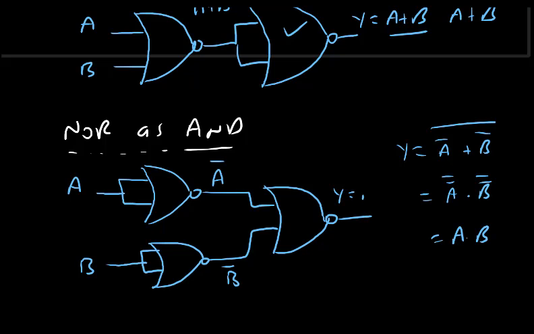So Y is A and B. So here what we see is input is A B, output is A and B. So it is working as an AND gate.